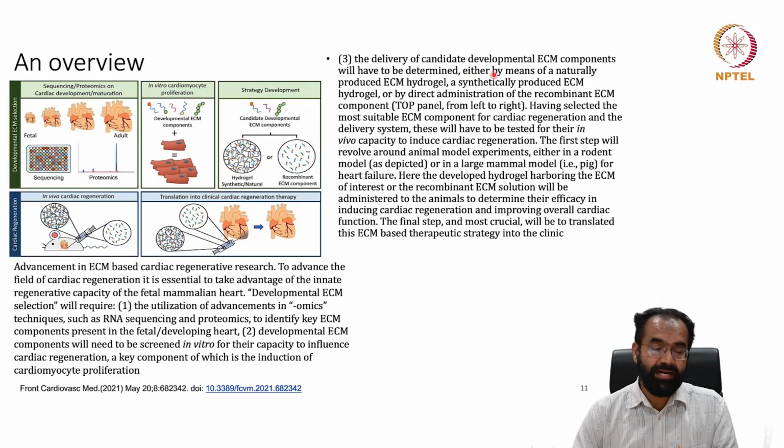So the delivery of the candidate developmental ECM components will have to be determined either by means of a naturally produced ECM hydrogel, or by a synthetically produced ECM hydrogel, or by direct administration of these components in the recombinant form by injection into the matrix ECM of the injured or damaged heart. Having selected the most suitable ECM component for cardiac regeneration and the appropriate delivery system, these will have to be tested for their in vivo capacity to induce cardiac regeneration.